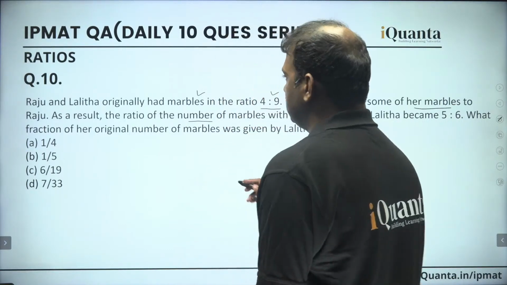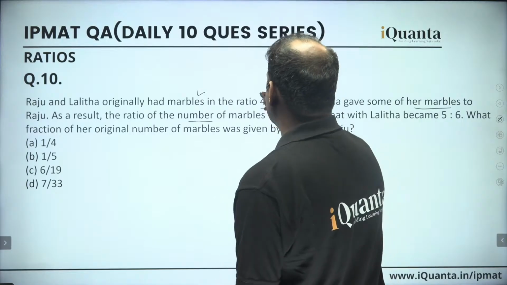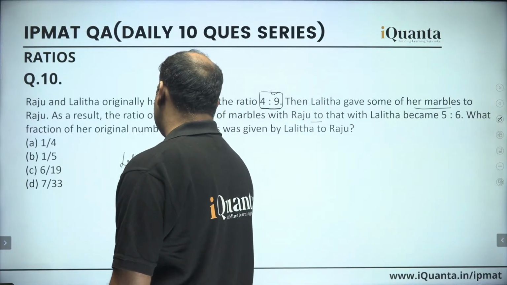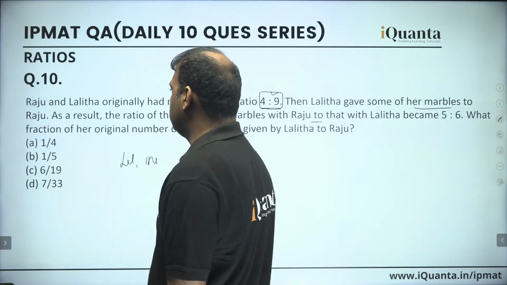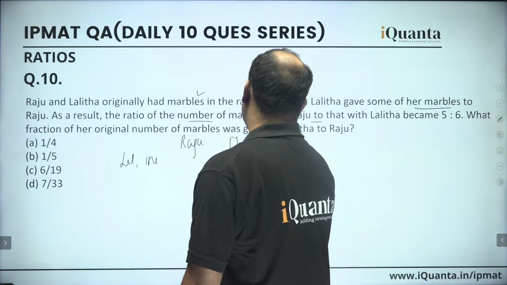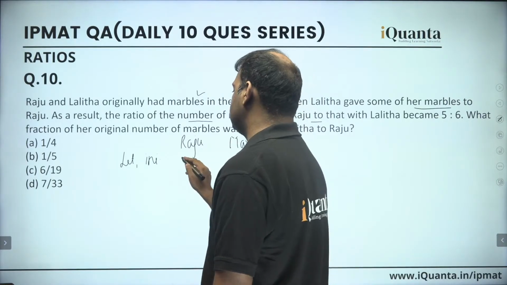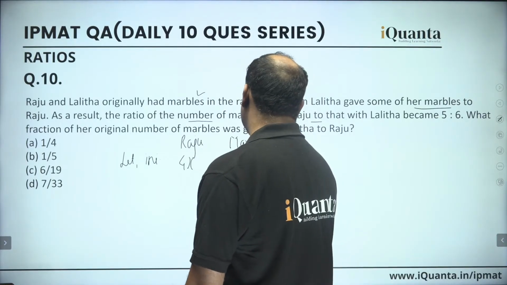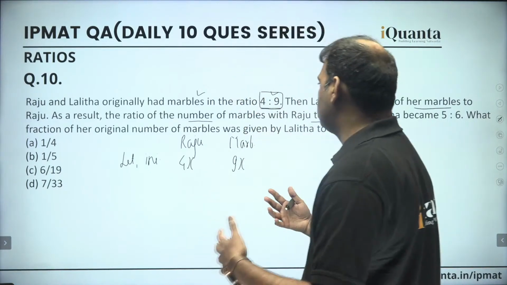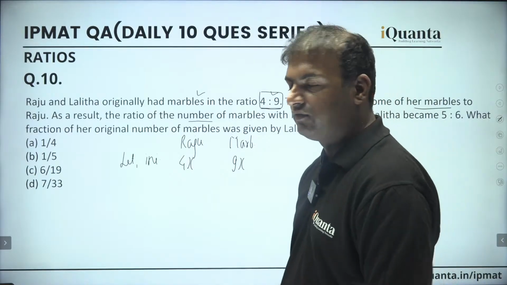So guys, first thing in the beginning they are saying that they have the marbles in the ratio of 4:9. So let's say, initially, the number of marbles with Raju and Lalita are, let us say that, 4x and 9x. In this question, guys, we have to take the variables in the numbers. We cannot deal with just numbers this time because a lot of ratios and comparative information are given, right?